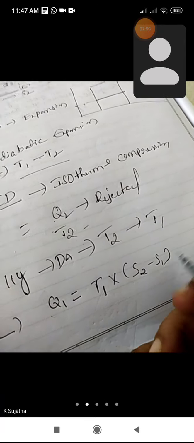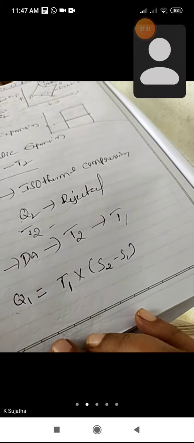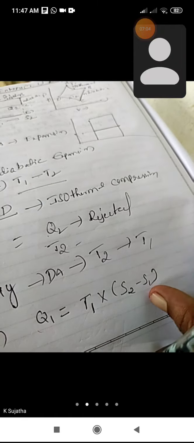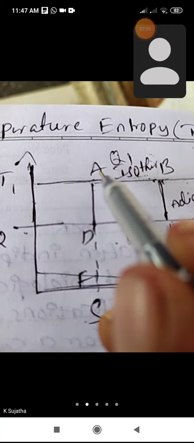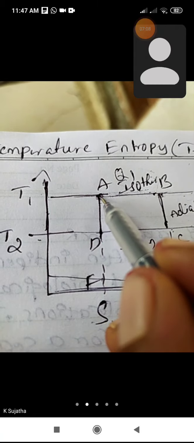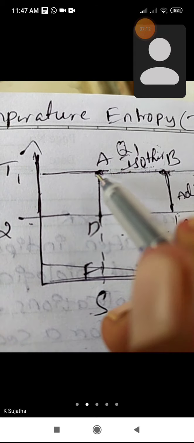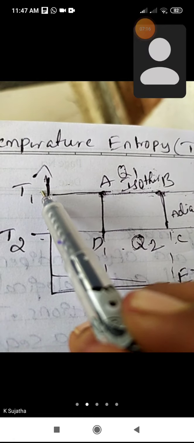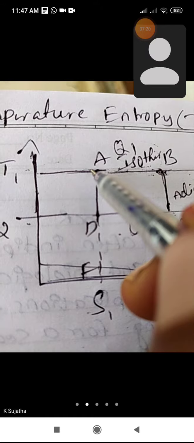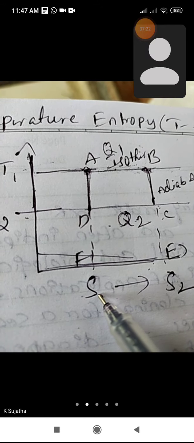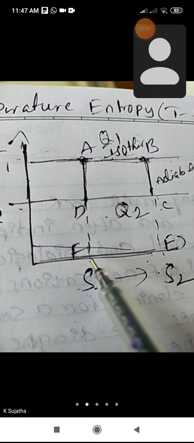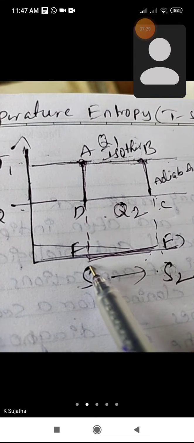So why did I write it like this? Q1 = T1 × (S2 − S1). Why? Because look at this diagram. In this diagram, Q1 is the heat absorbed in the process AB, the isothermal expansion. Here the temperature is T1, and from A to B the entropy changes from S1 to S2.